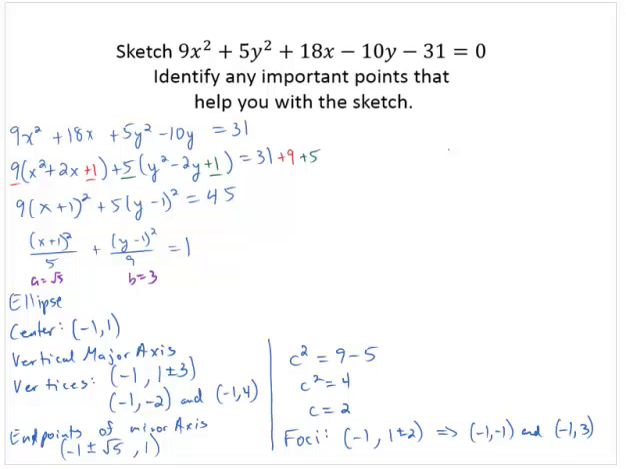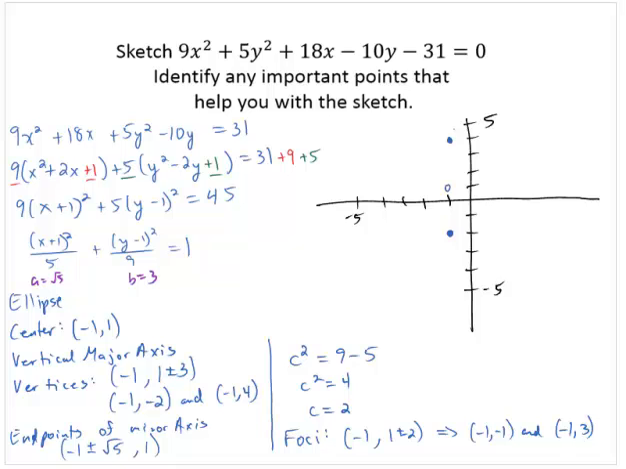Alright, so let's use all that to sketch the curve. Alright, the center is at -1, 1. I'll plot that as an open point. Our vertices are at -1, -2, and -1, 4.